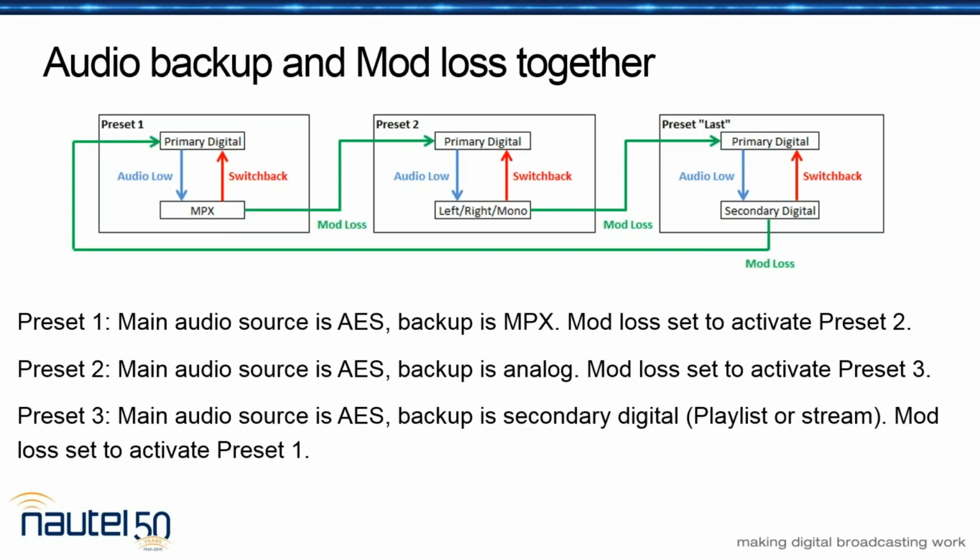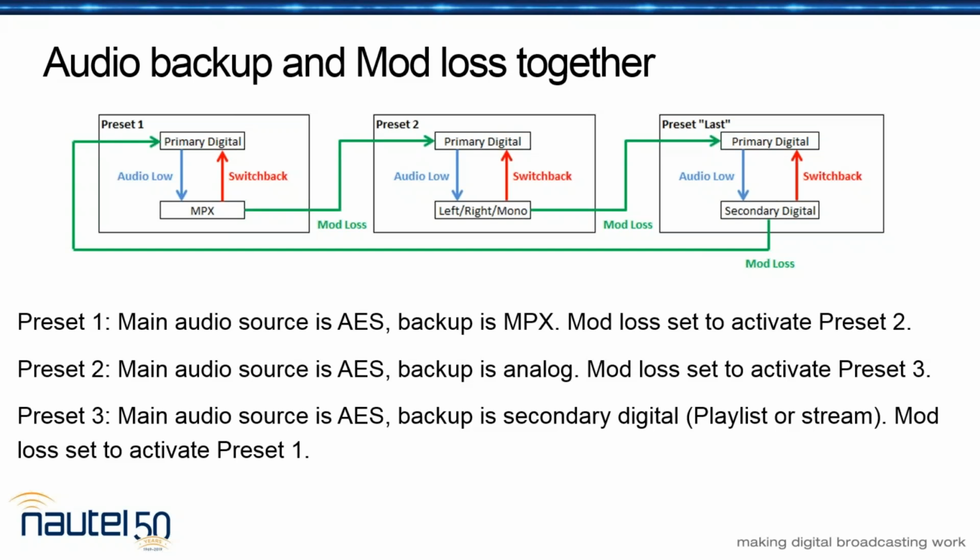Now, we can use the audio backup auto switchback and the mod loss together to allow us to use multiple audios as backups. So in the example on this slide, we have our main audio source, which is AES. So that's what we want to be broadcasting. We'll start by operating on preset 1. If AES fails, we will automatically switch to MPX. If the AES comes back, we will switch back to AES.